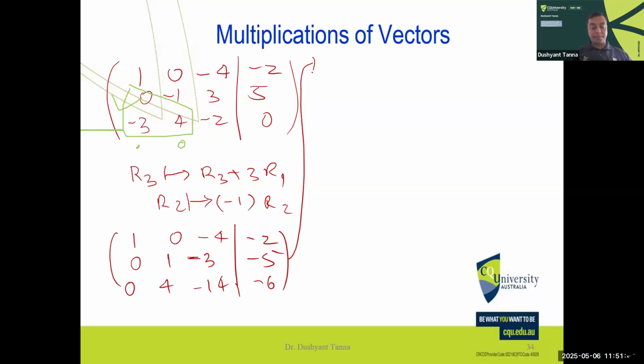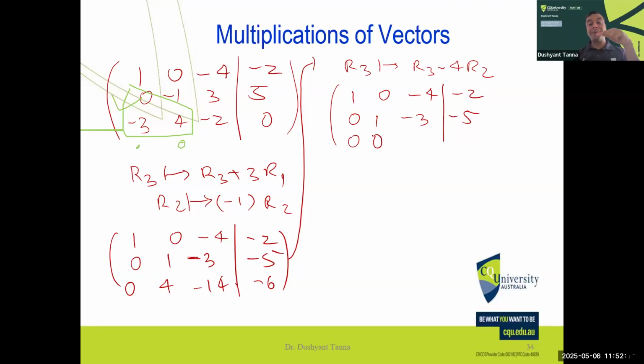Now, what is my next step? I got 4. I need to make that one 0, right? So my row 3 will be row 3 minus 4 times row 2. So first row doesn't change. 1, 0, minus 4 is minus 2. The second row does not change. Third row 0 and 0. I had minus 14. I'm adding plus 12. Minus 3 times minus 4. Yeah, so that will be minus 2. I had minus 6. I'm adding 20. So that will be, can I say 14? Yes, I can say 14.